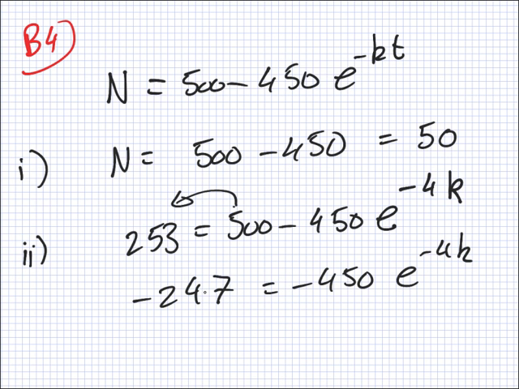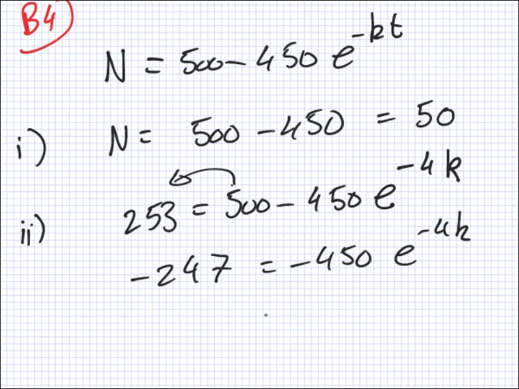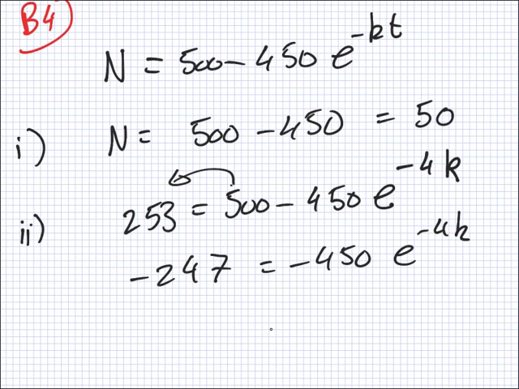Who has a calculator handy? 247 divided by 450. 3 goes into both, doesn't it? So it should simplify. What do you get? 1.8. What's that as a fraction? No, it can be simplified. 3 doesn't go into both? Alright, fine. 450 over 247 then equals e to the minus 4k.